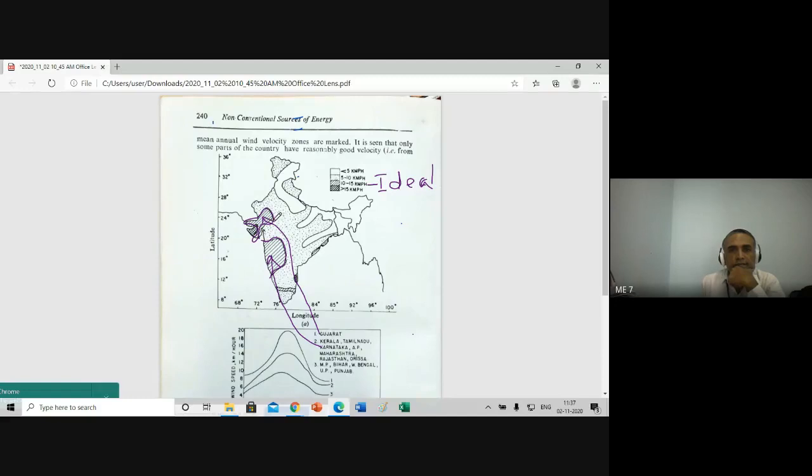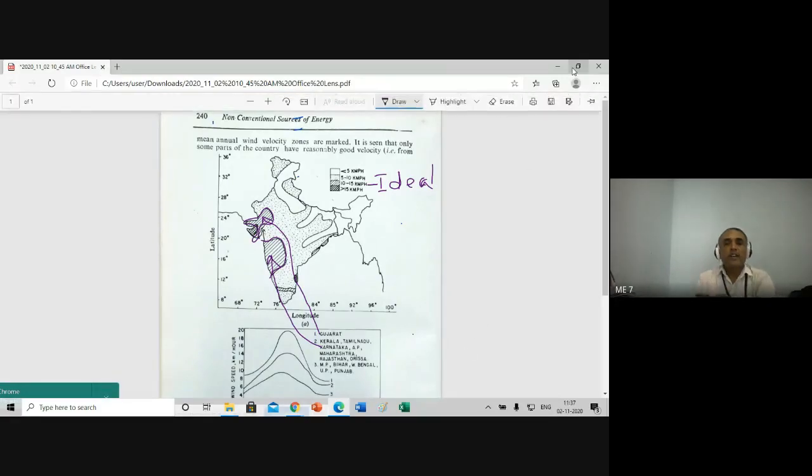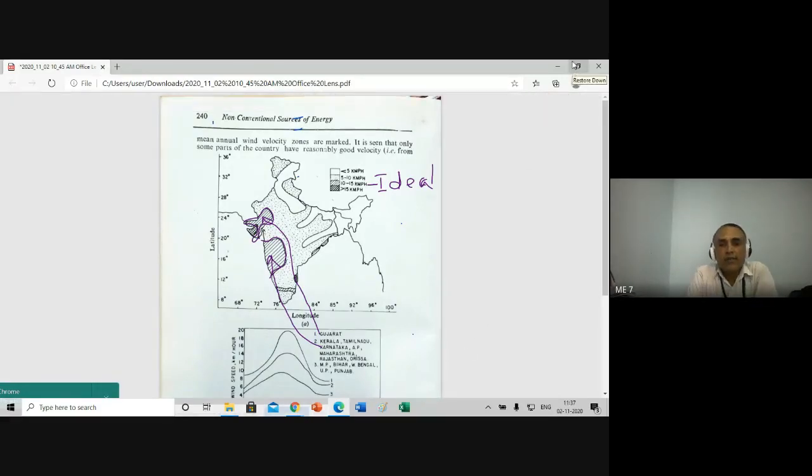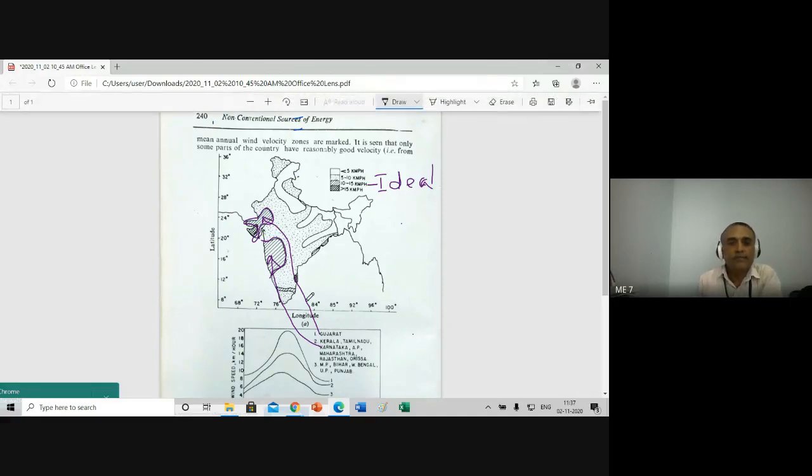Singh. Gujarat and Karnataka, Kerala, Tamil Nadu, Rajasthan, Orissa. The wind velocity varies between 10 to 15 kilometers per hour. And also somewhere here. But greater than 15 kilometers per hour is here.